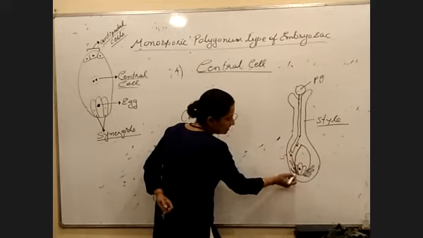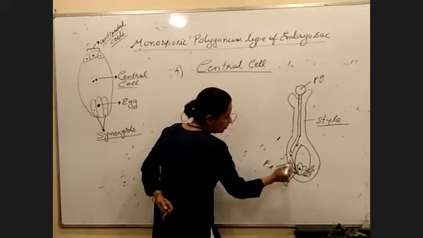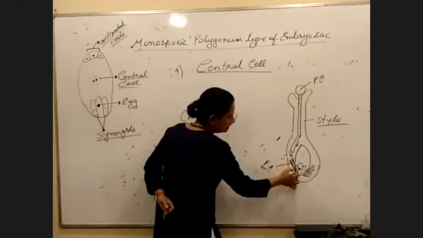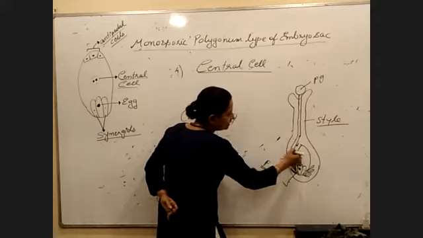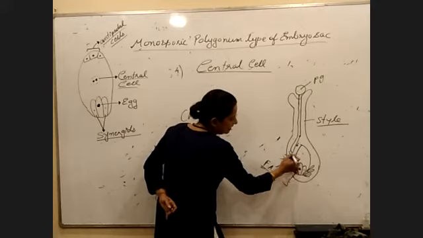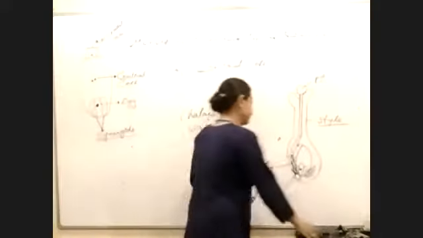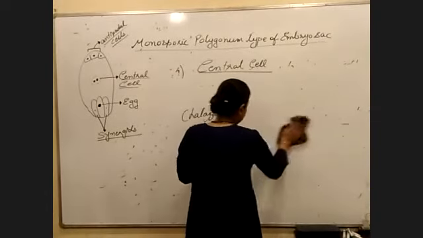So this is a synergid. The synergid will develop filiform apparatus. Filiform apparatus are finger-like projections, right? So these are finger-like projections. They will synthesize certain chemicals, and because of this chemical, the pollen tube will get attracted, and ultimately it will reach the egg. Is it clear? Yes, ma'am. Thank you. Okay.